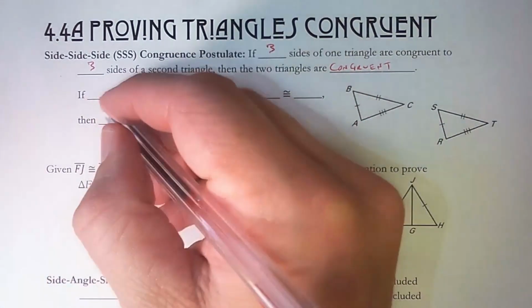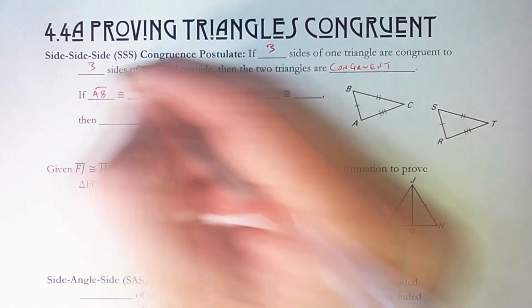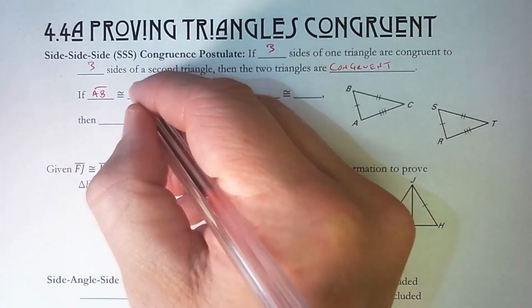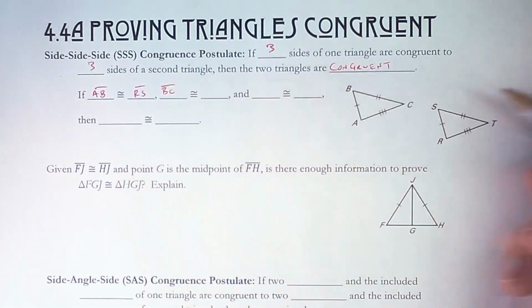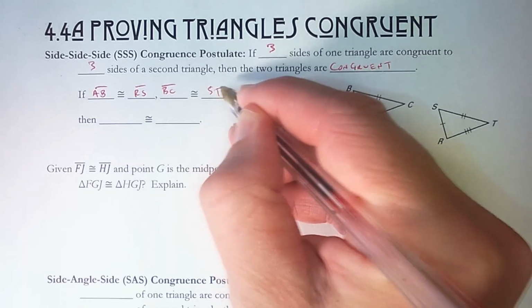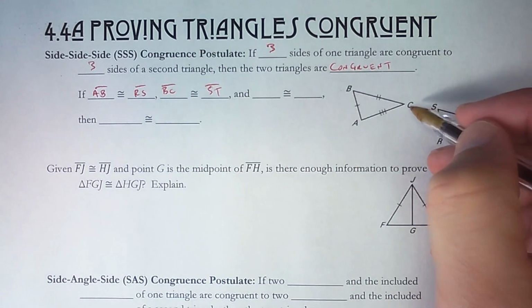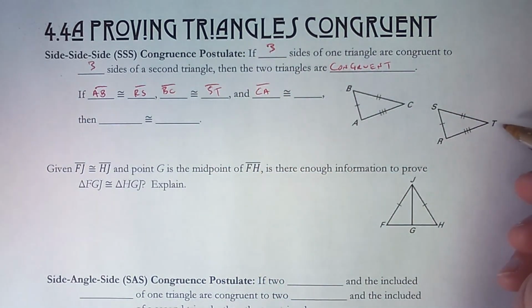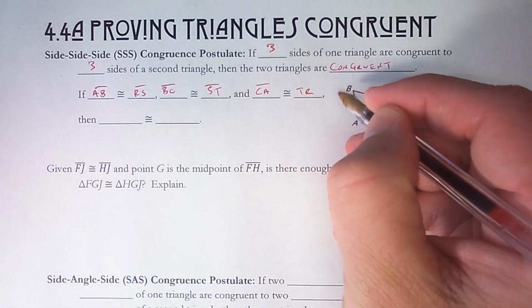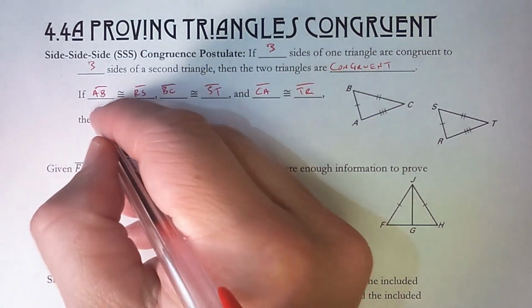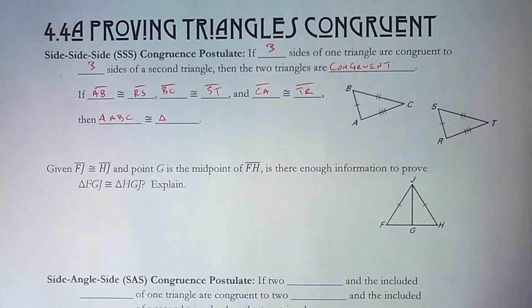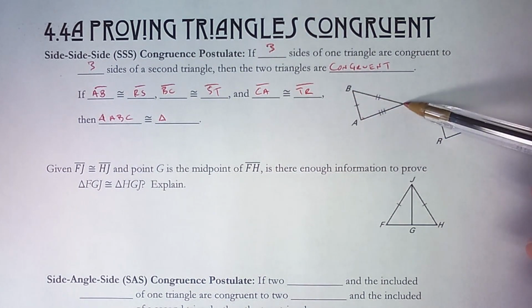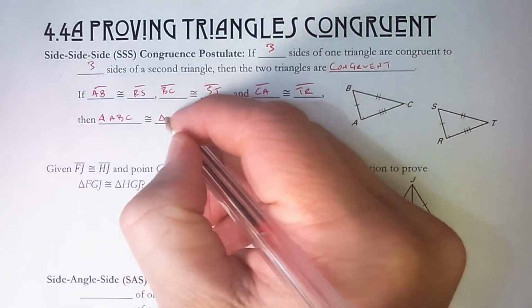So if segment AB is congruent to segment RS, segment BC is congruent to segment ST, and segment CA is congruent to segment TR, that is enough to say that triangle ABC is congruent to triangle, and I want to make sure this is in corresponding order, so I have ABC, RST.